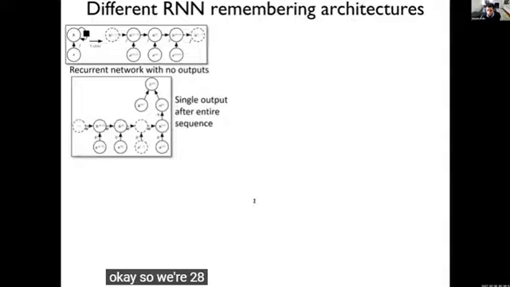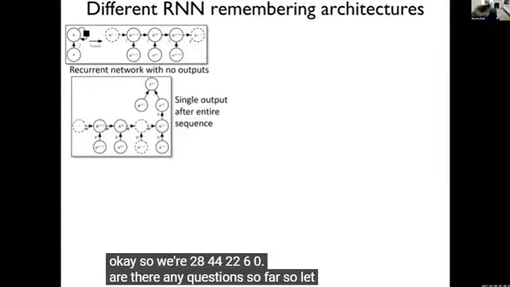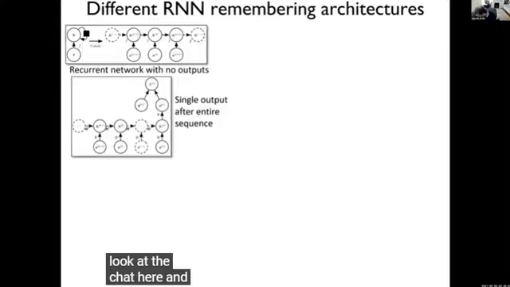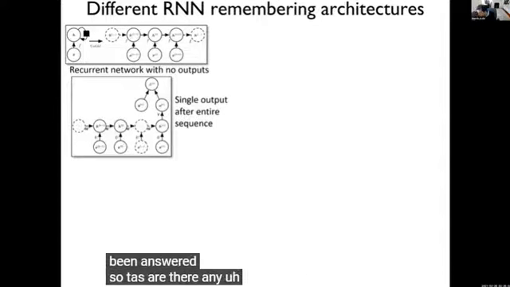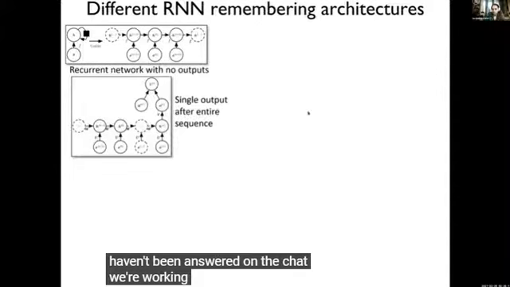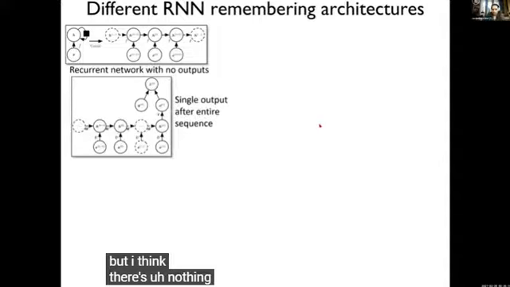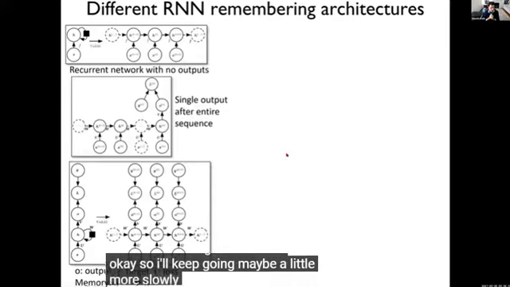Okay, so we're at 28, 44, 22, 60. Are there any questions so far? Let me look at the chat here and see if the questions have been answered. TAs, are there any questions that haven't been answered on the chat? We're working on answering all of them, but I think there's nothing unanswered. Perfect. Okay, so I'll keep going, maybe a little more slowly.